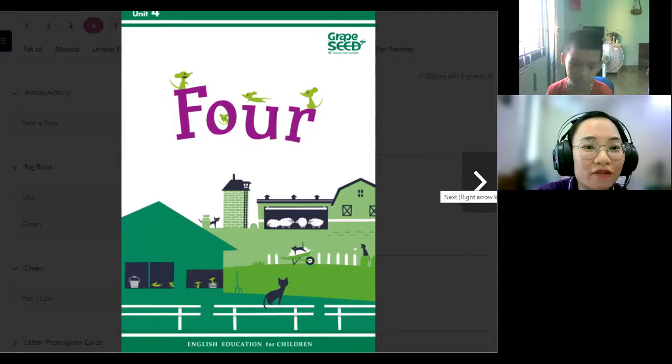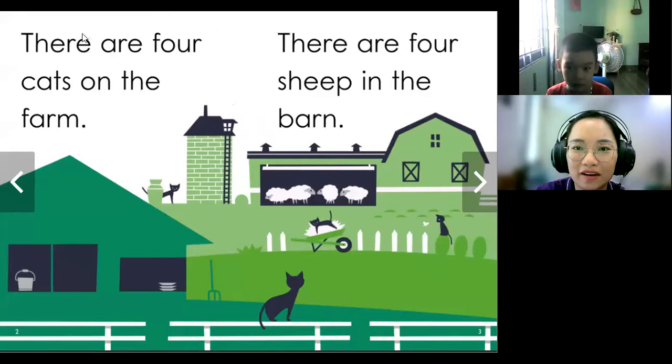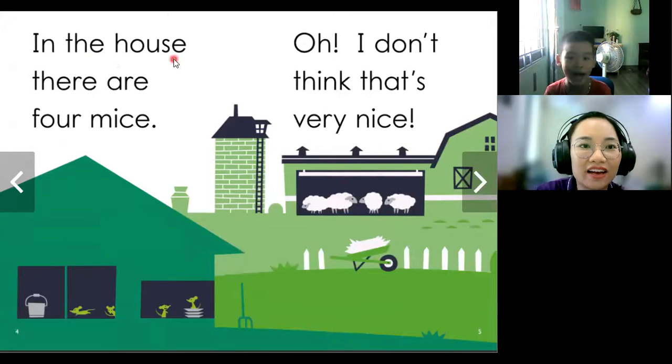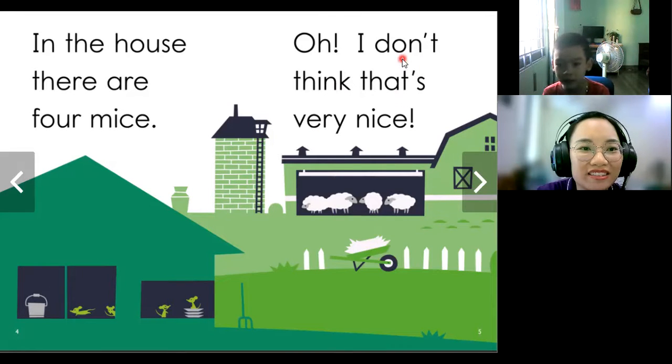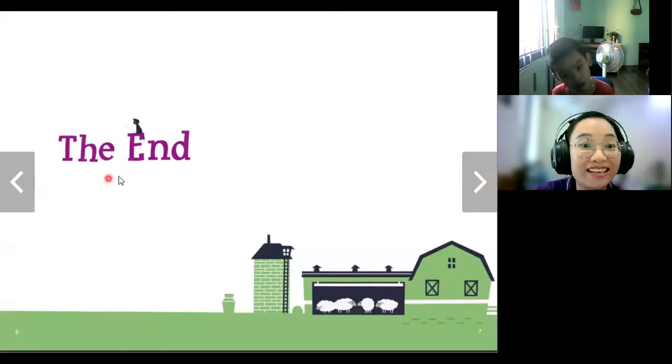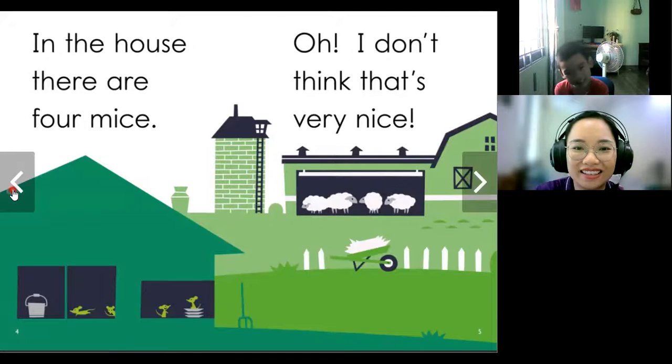Are you ready to read Four? Yes. Good. Go. There are four cats on the farm. There are four sheep in the barn. In the house, there are four mice. Oh, I don't think that's very nice. Thank you. Good job. So that's the end. Okay.